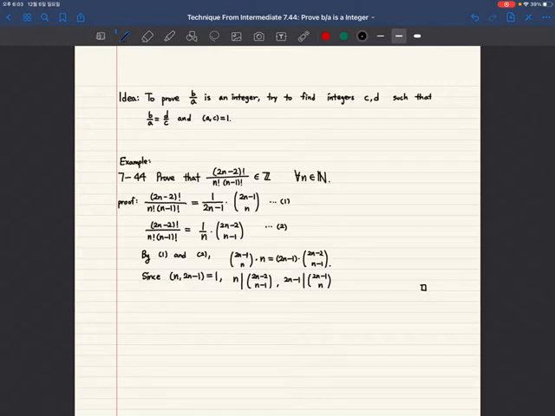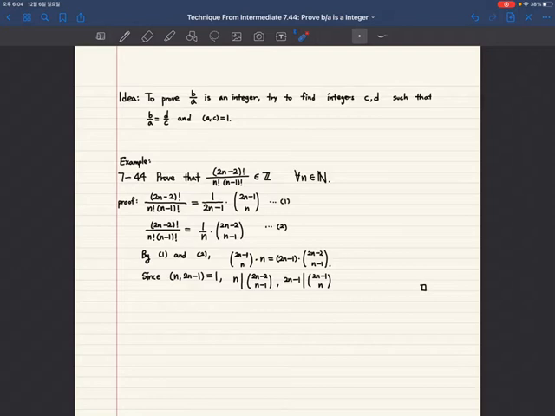In order to prove that b over a is an integer, we have to try to find integers c and d such that b over a is equal to d over c, and the greatest common divisor of a and c is 1.